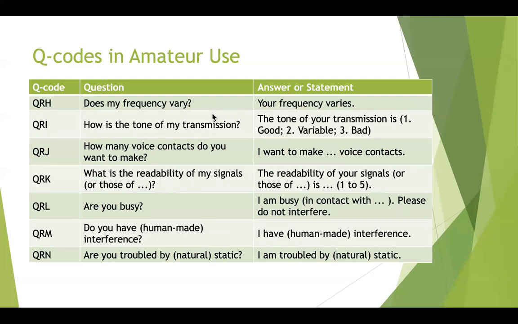How many voice contacts do you want to make? I want to make however many voice contacts. These are used in pileups, when there's a station that everybody's trying to get to, and he wants to do maybe 10 contacts. So he's going to say, I'm going to do 10, right? What's my signal readability, QRK? Or what's the readability of a specified station? And then you would respond with the readability of your signal is 1 through 5. QRL, are you busy? You might use that in conversation as well.